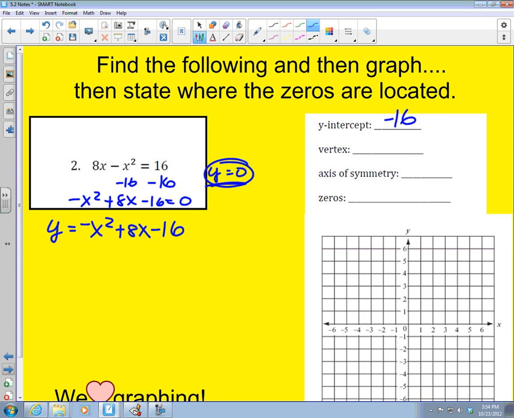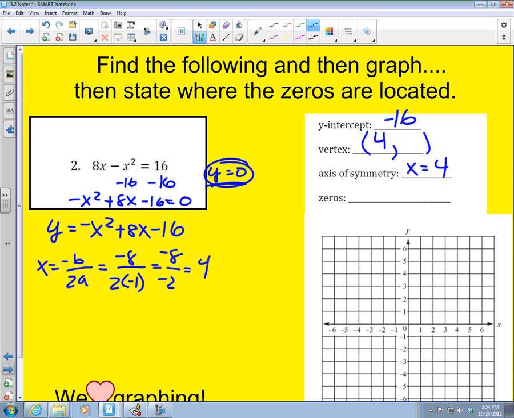My vertex is going to be, okay, x equals negative b all over 2a. So we've got negative 8 all over 2 times negative 1. So we've got negative 8 over negative 2, or 4. A couple of things. My x value, my vertex is 4, and my axis of symmetry is x equals 4. So right through here.